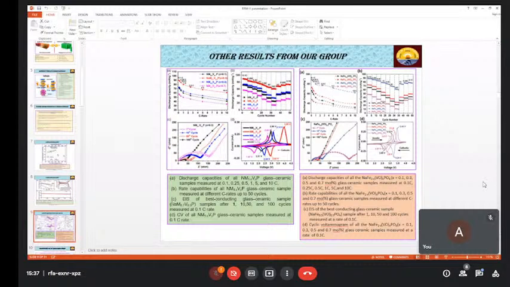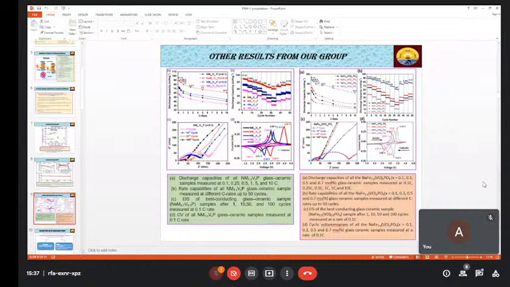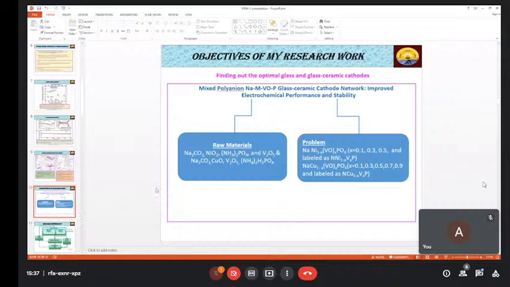This was completed previously. These are the different chemical characterizations and electrochemical characterizations, and the impedance graph also comes here. From this, my problem starts. I took a polyanion problem. In my first work, I took the combination of sodium, nickel, and vanadium phosphates. Here, the X value varies from 0.1 to 0.5. For the three samples, I completed the different calculations.